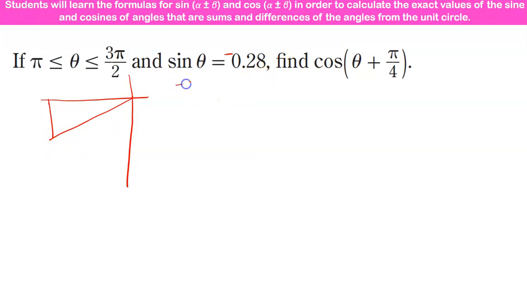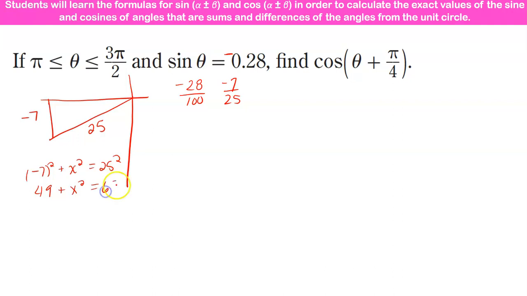So that would be negative 28 hundredths. So if I divided that by 4, that would be negative 7/25. So my y value is negative 7, my hypotenuse is 25, and so I have negative 7 squared plus x squared equals 25 squared. So 49 plus x squared equals 625.